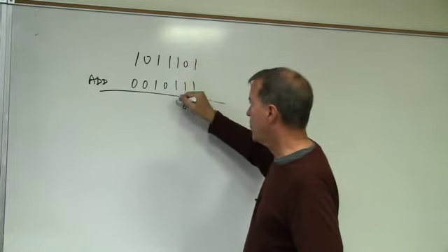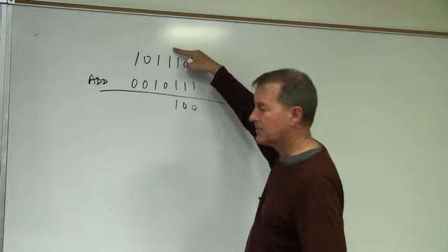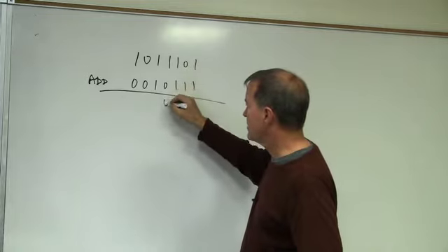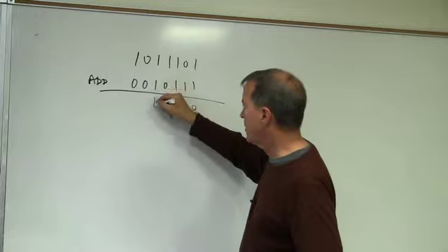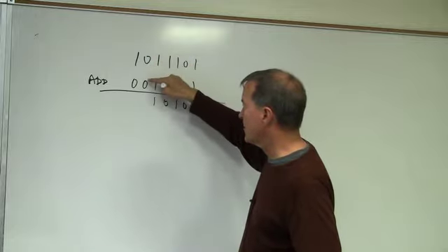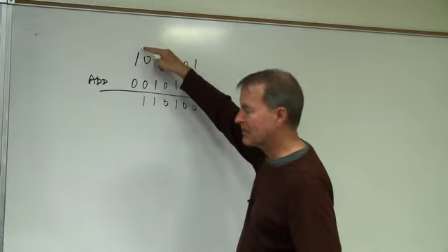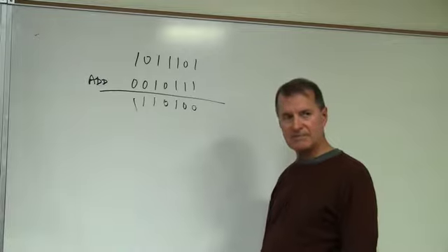Carry the 1. 1 plus 1 plus 0 is 0, carry the 1. 1 plus 1 plus 1 is 1, carry the 1. 1 plus 0 plus 0 is 1. Then you carry nothing, right? And so 1 plus 0 is 1. Now, does everybody see how that worked?